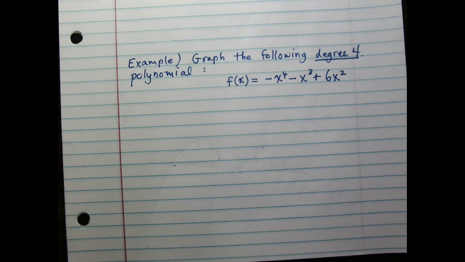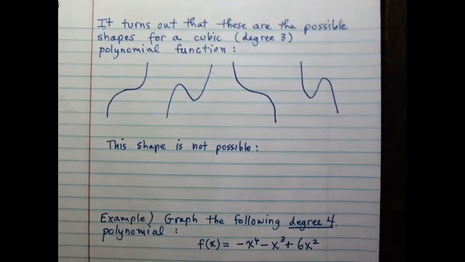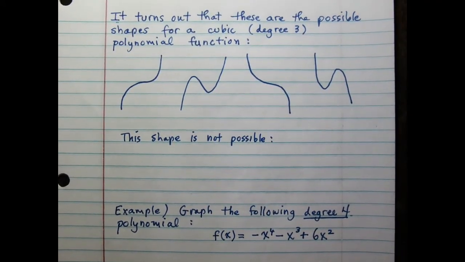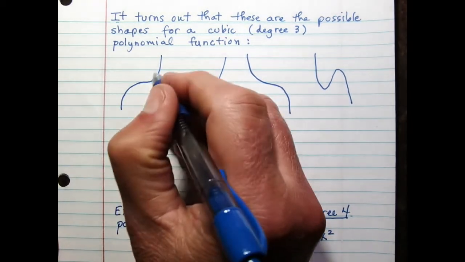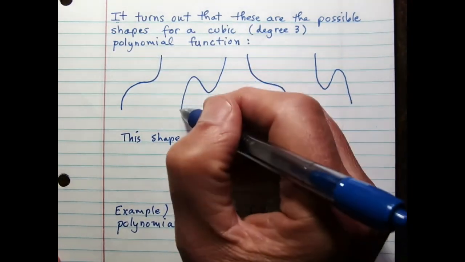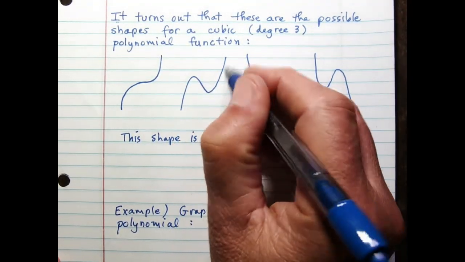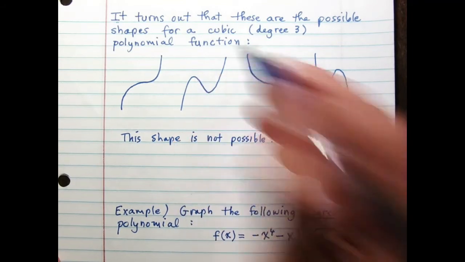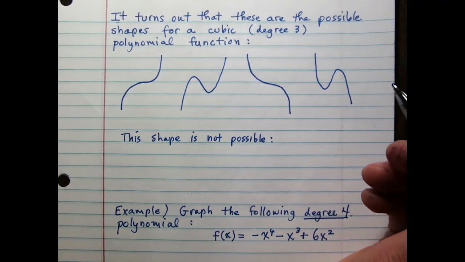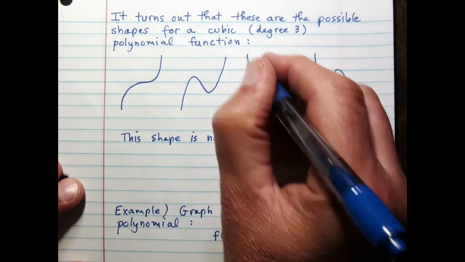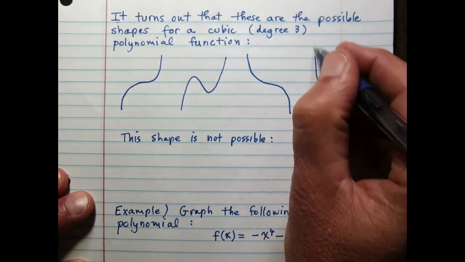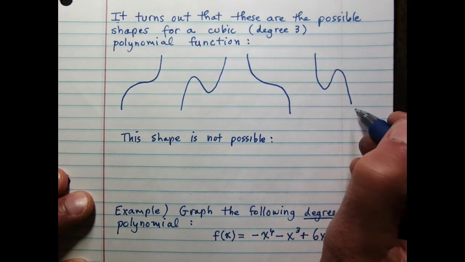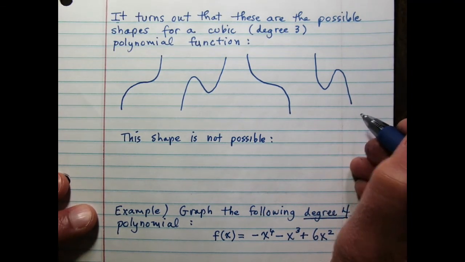Okay, so after that example, just to wrap up where we're at right now, it turns out that these are the possible shapes for a cubic, degree 3, polynomial function. So we kind of have this x cubed kind of squiggle. We have the wiggle going up, down, up, like we just saw in the graph we just completed. Then we kind of have the minus x cubed. And we're going to see you can also have a down, up, down wiggle. We haven't seen an example of that yet.